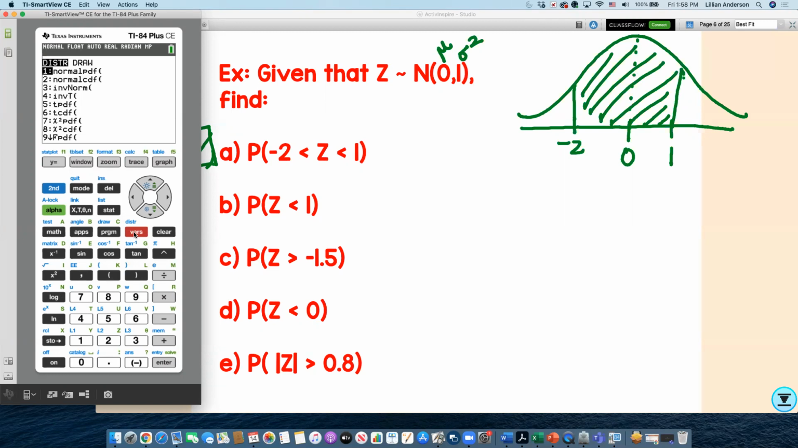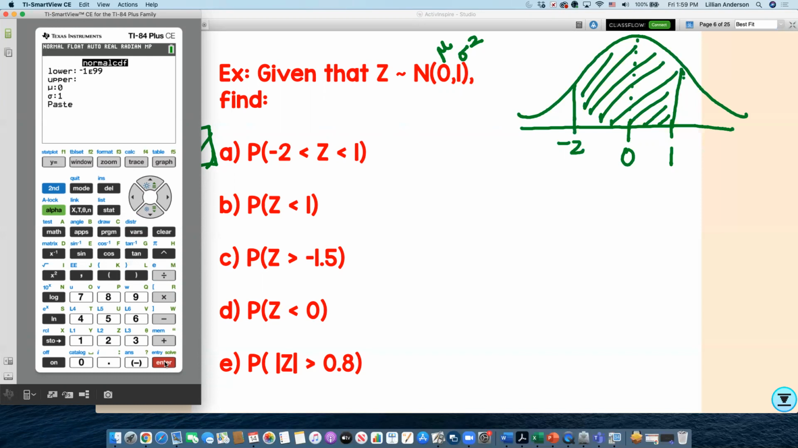We're dealing with a continuous variable, so that is cumulative. It's going over a particular range of values, so we're going to use CDF. We always use normalcdf because we're finding a range from -2 to +1. So we click enter. Everyone's screen should say this, yes?